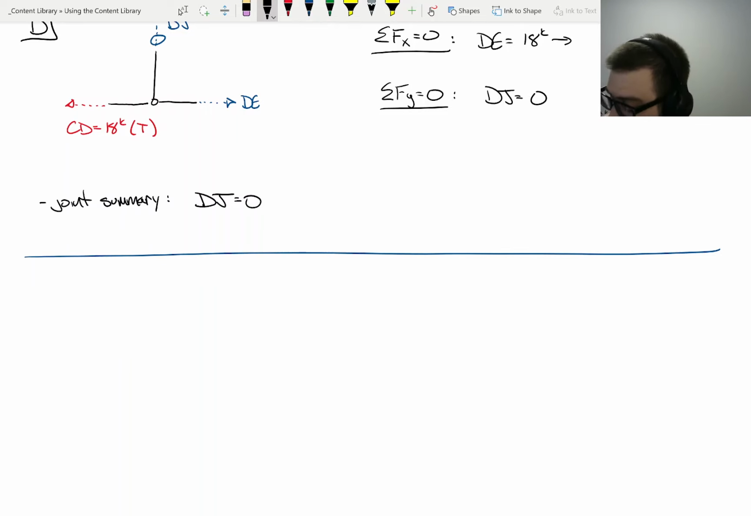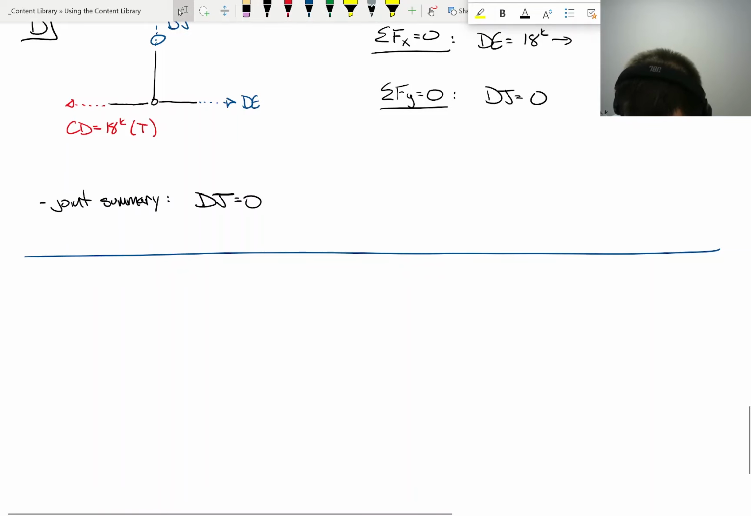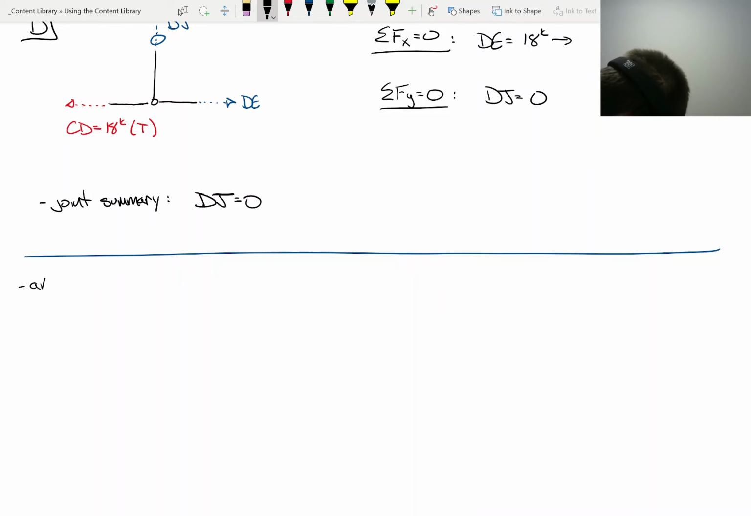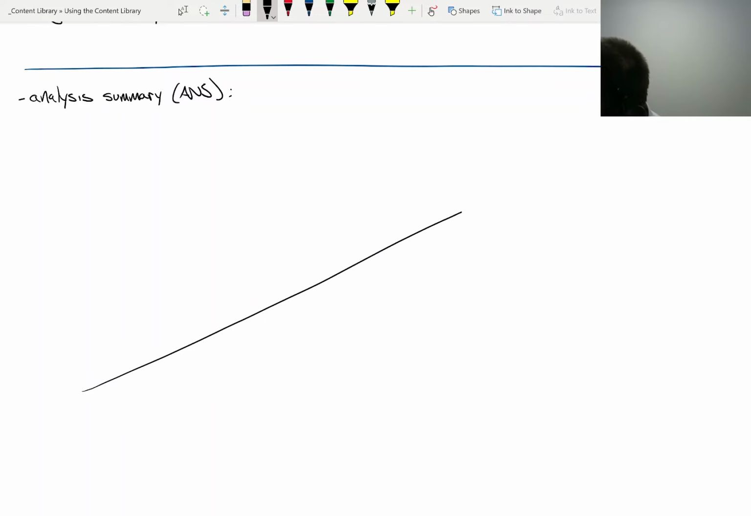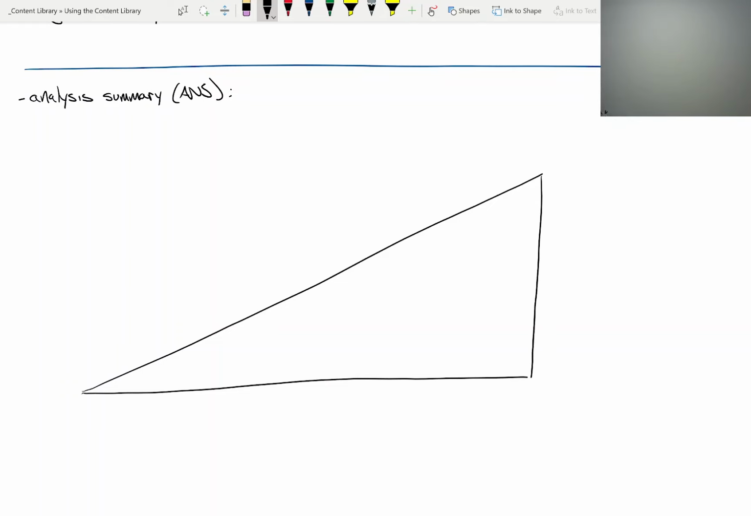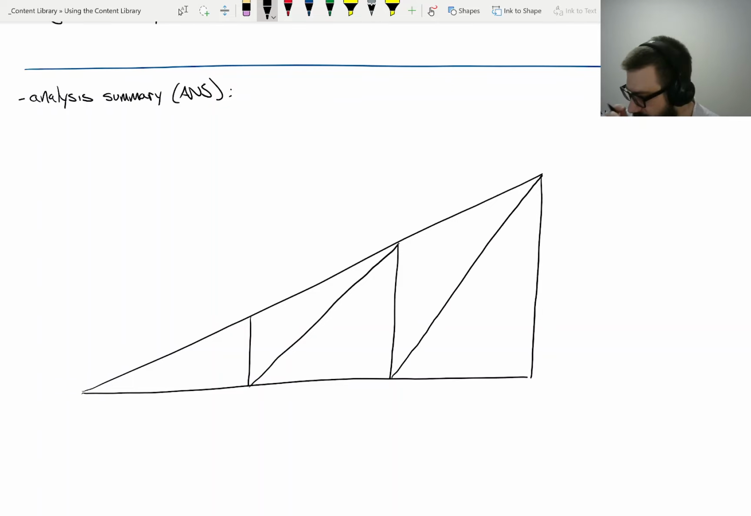Now, as I mentioned, I do want to see an analysis summary at the very end. And this summary is our answer. The way that I draw that is as a free body diagram. I'm going to draw it like this, so I've got this member, this member, this member, and then I've got this, and then this. I can do that last one a little better.